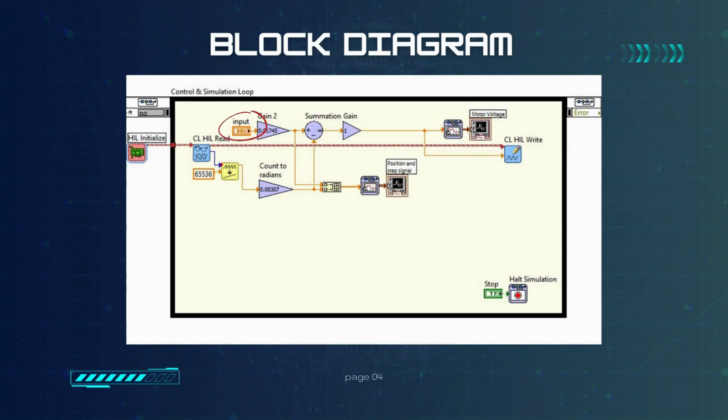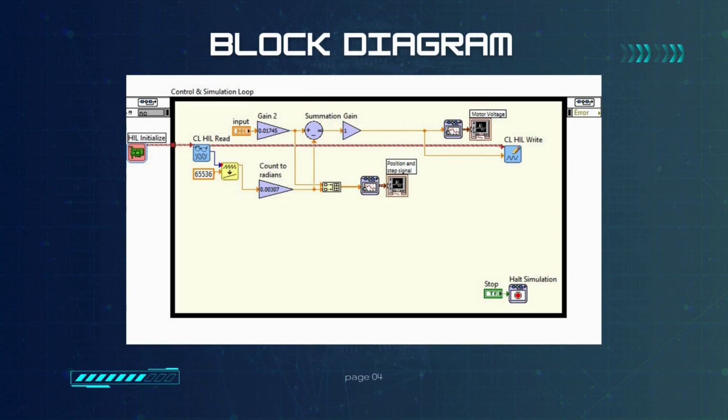After that, we have the user input. This is where the user enters a desired angle in degrees, but since the system works in radians, we convert the input angle to radians using another gain block, which is labeled Gain 2. Now comes a very important part, which is the summation block. This block compares the desired angle from the user with the actual angle from the encoder. The difference between them is the error signal, how far off the motor is from the target.